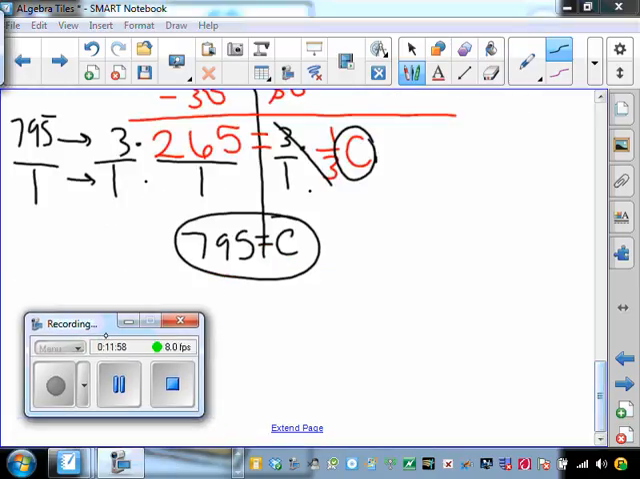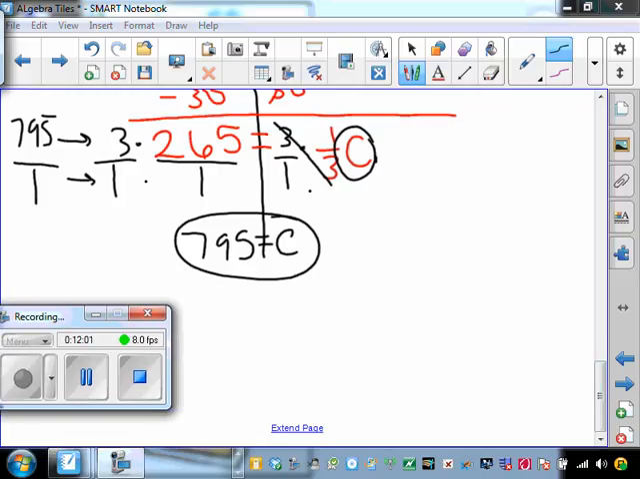So that is it for this video. Examples on solving 1 and 2 step equations.